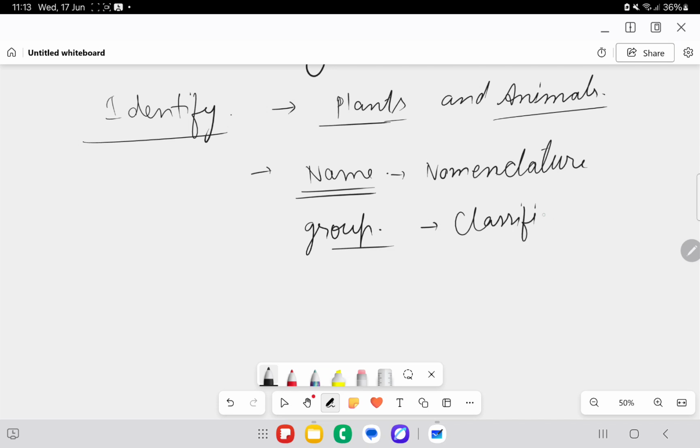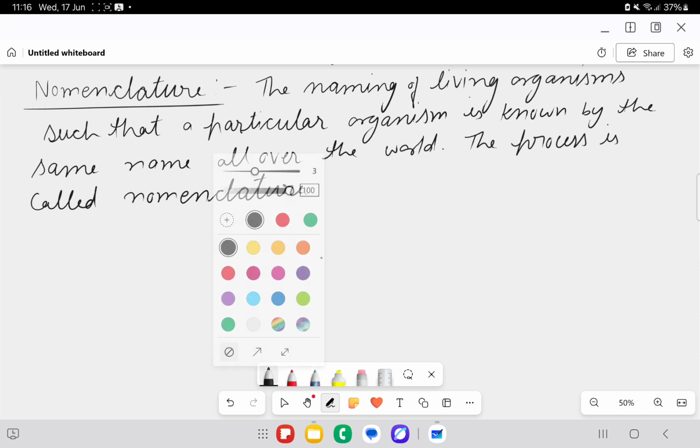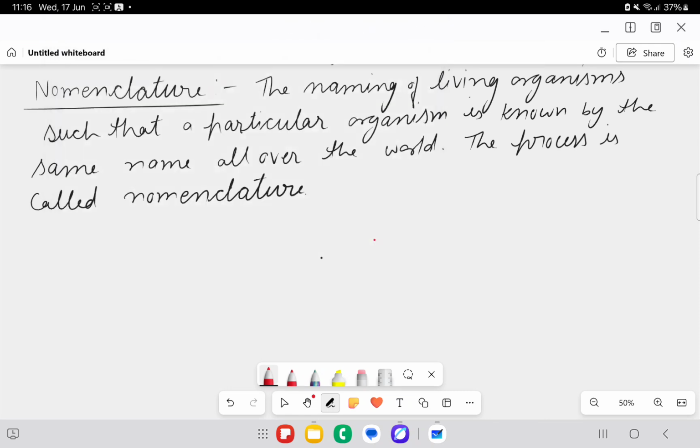In this part, we are going to study the definitions of identification, nomenclature, and classification, and how we can organize animals or plants into different groups. The first definition we are going to discuss is nomenclature, the naming of living organisms, such that a particular organism is known by the same name all over the world. The process is known as nomenclature.